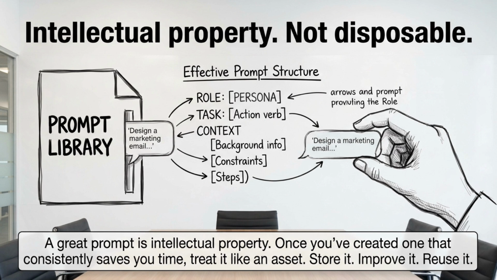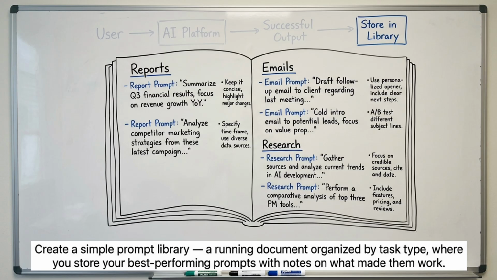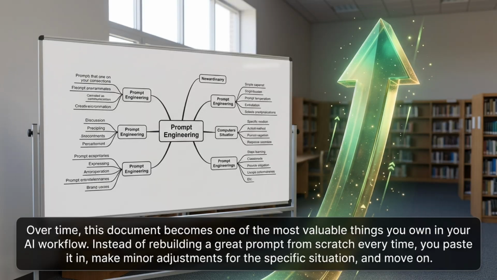Once you've created one that consistently saves you time, treat it like an asset: store it, improve it, reuse it. Every time you write a prompt that gets a genuinely great result, save it, not in your memory, in a document. Create a simple prompt library, a running document organized by task type where you store your best performing prompts with notes on what made them work.